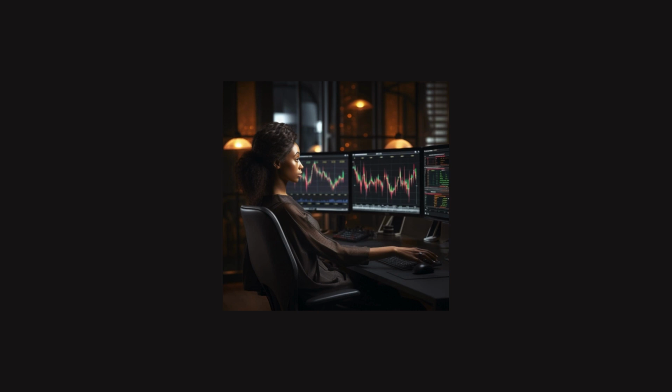Moving averages. Moving averages smooth out price data to create a single flowing line. They help identify the overall direction of the trend and potential reversal points.